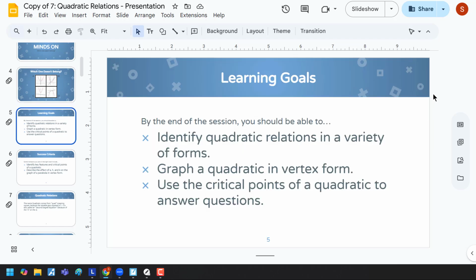So learning goals. Identify quadratic relations in a variety of forms. Graph the quadratic in vertex form, and then use critical points of a quadratic to answer your questions. Very straightforward stuff. This is all grade 10. So if you've done grade 10 recently, like I remember one of you was saying that you did it in July, as in last month, you should be fresh. But if it's been a while, then don't worry, I'm going to go over it.